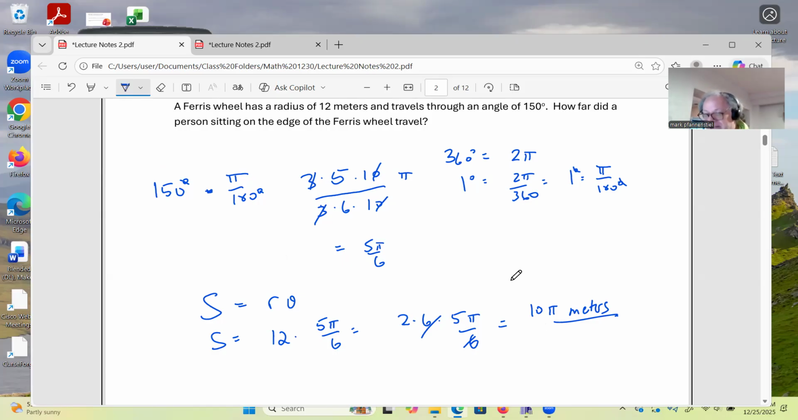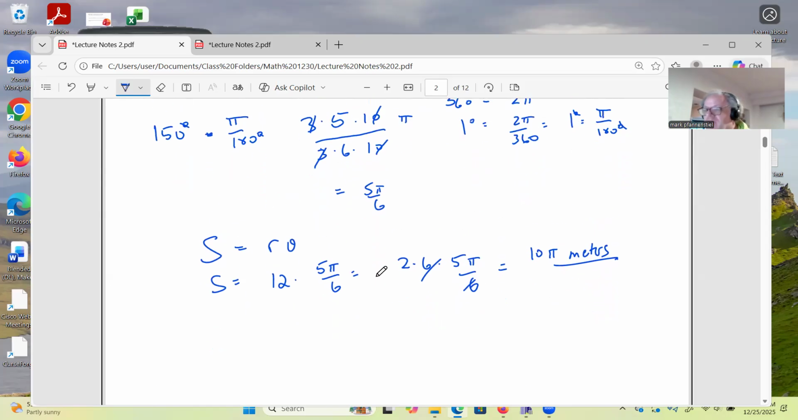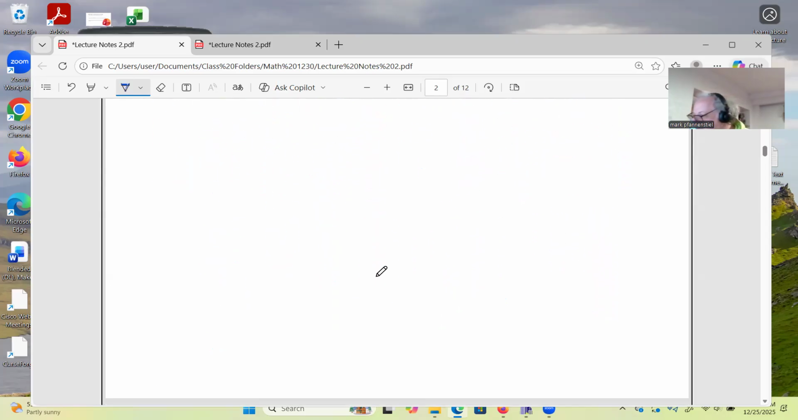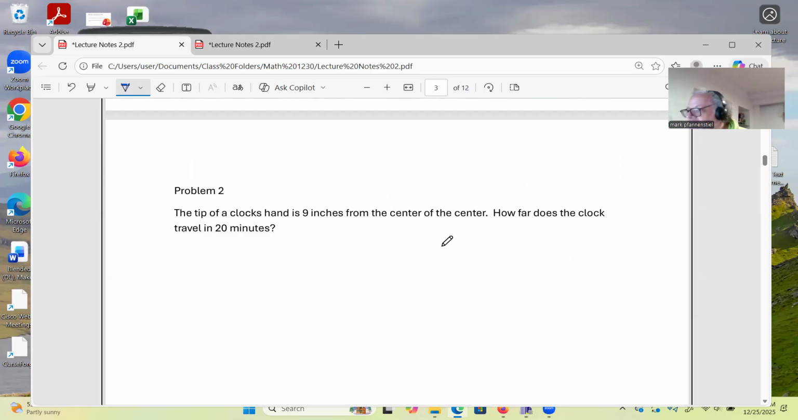That's going to be 10 pi meters. Whoever the engineer involved is, which will be you someday, will calculate this out to a decimal place that seems relevant to the problem. So we'll look at the next problem. That's pretty much how you do those.